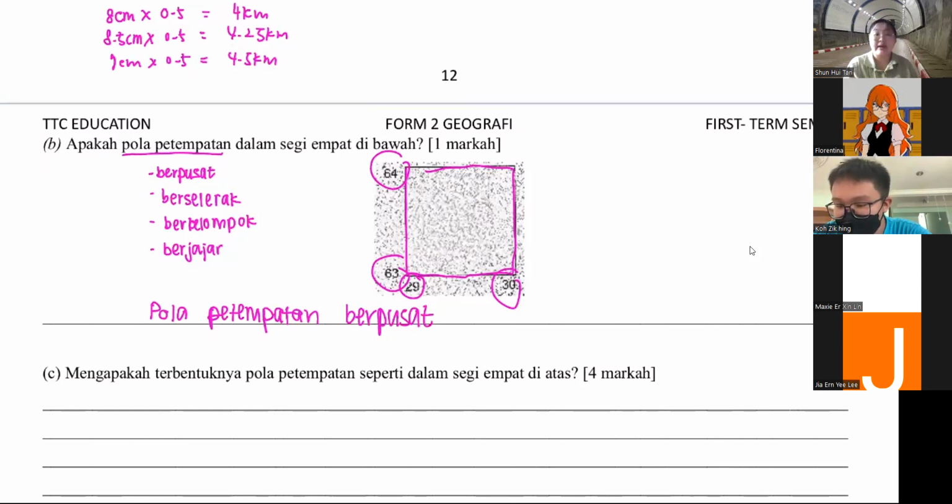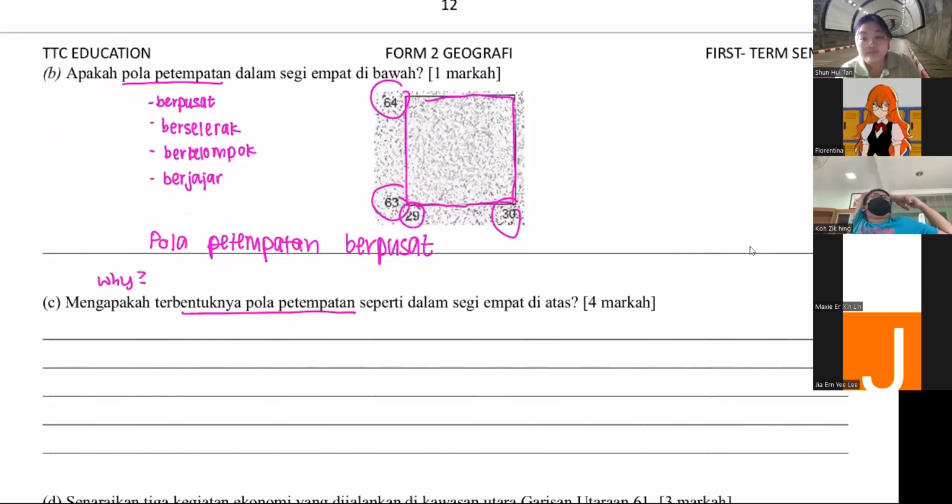Okay, and then, you see, when they ask you pola petempatan, there's a very high chance that the next question they ask you is, mengapa? Why does that pola petempatan apply? Why is there this kind of formation? Why is it centralized in this area? Why does this area have a lot of houses? Why can we build a lot of houses in this area?